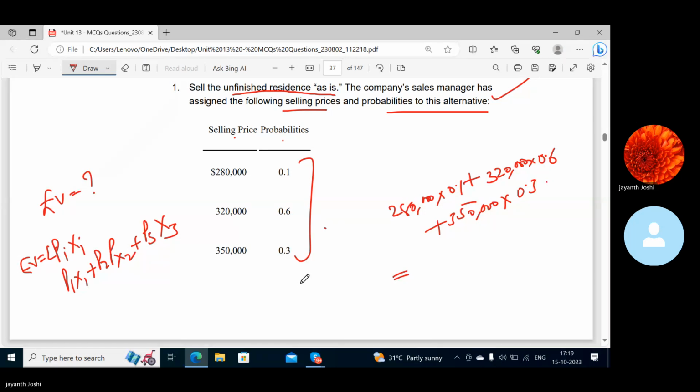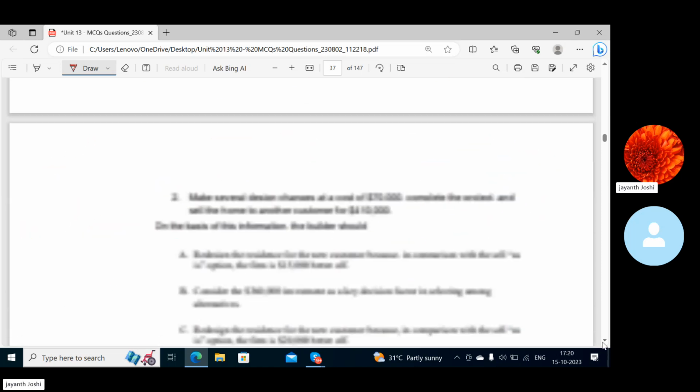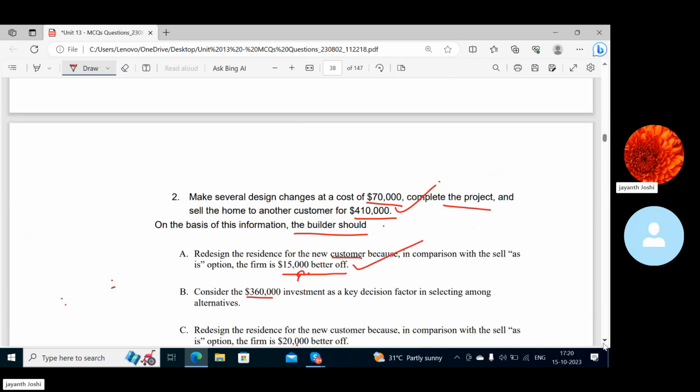3,25,000. So if they sell as is, this is what they are going to get, right? So if they redesign, the sell as is value is 325. The firm will get 15,000 extra, that means 340,000. Correct?